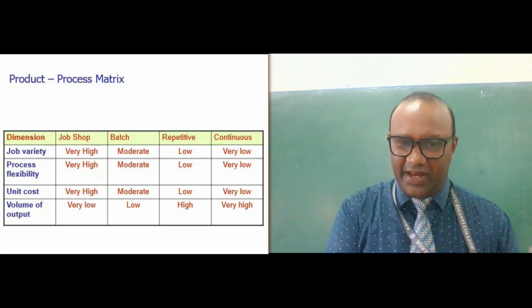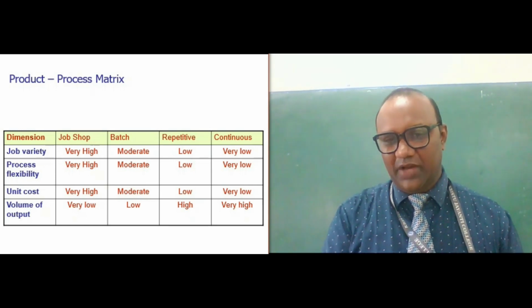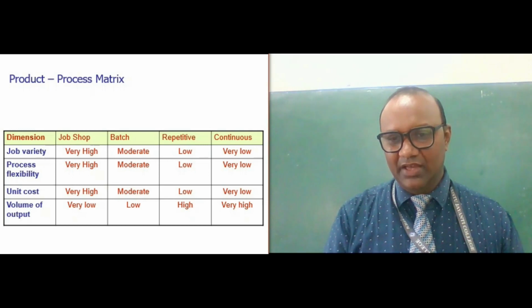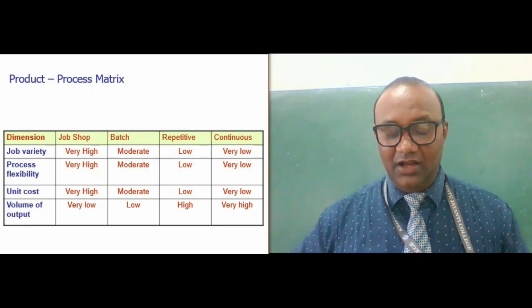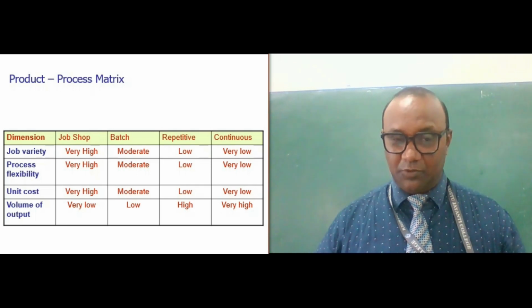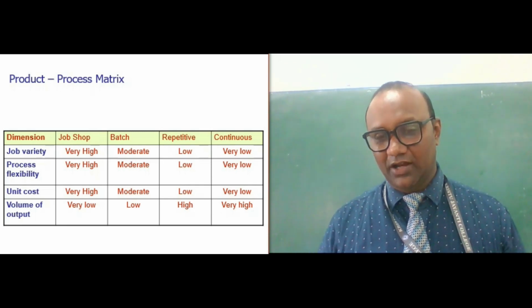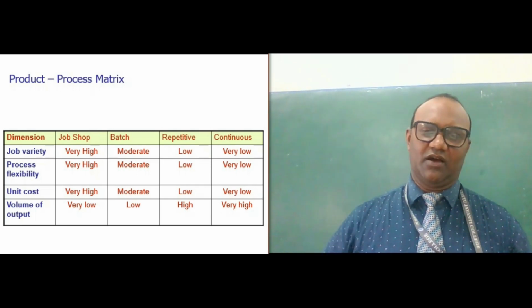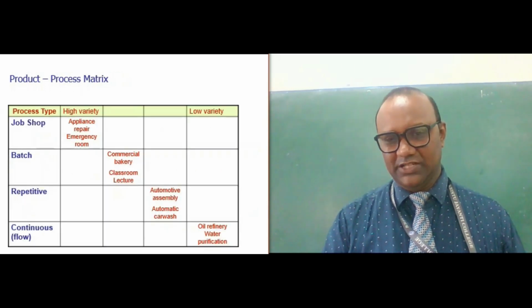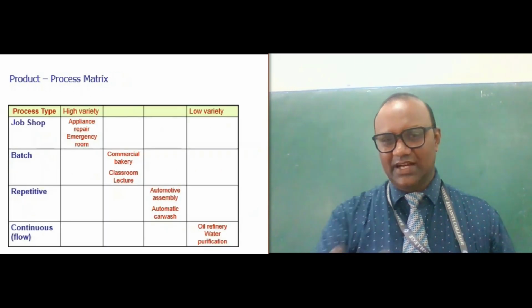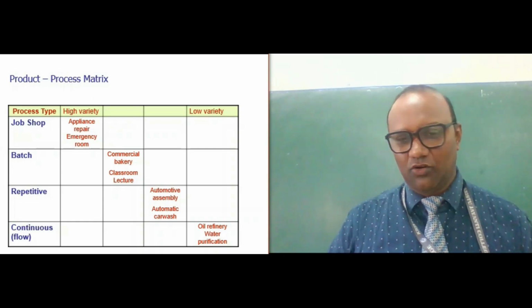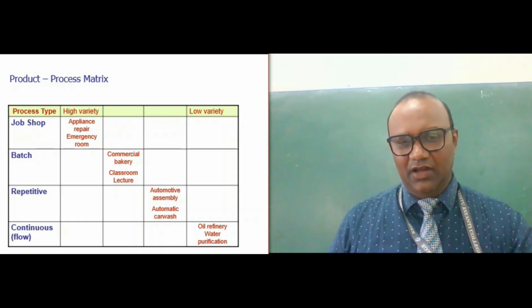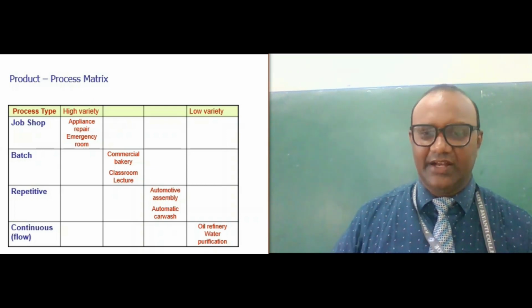If everything is very high and the volume of output is very low, then you settle in for a job shop. If everything is very low but the volume of output is very high, you need to manufacture a large quantity to keep the cost of production low so that you're able to sell the good at a lower price in the market, and you go in for a continuous process as such, right? So this is an example of a product process layout, right? So that gives you a good understanding of if your product falls into a high variety or a low variety, where do you fall?